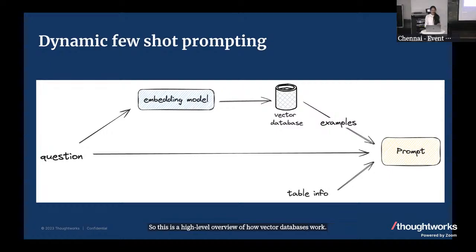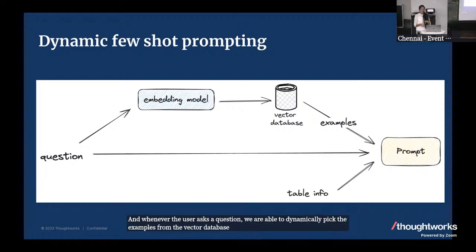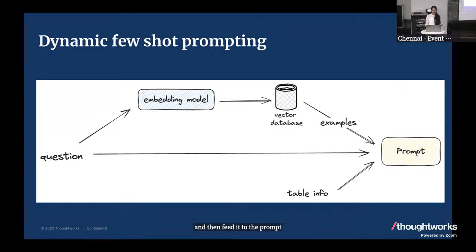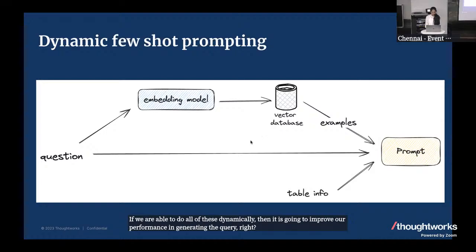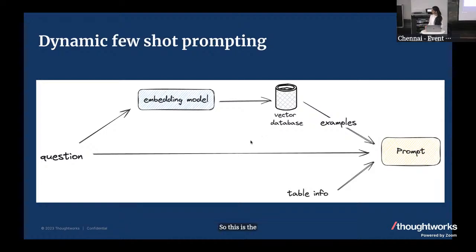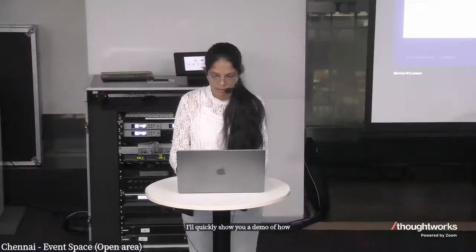I'm picking a list of examples, like 10, 12, or hundreds of examples, and let's say that we're storing them in a vector database. Whenever the user asks a question, we are able to dynamically pick the examples from the vector database and then feed them to the prompt along with the table information, along with the instructions and context. If we are able to do all of this dynamically, then it is going to improve our performance in generating the query, right? So this is the overview of dynamic few shot prompting. I'll quickly show you a demo of how this dynamic few shot prompting works.